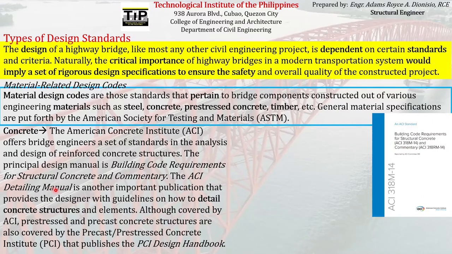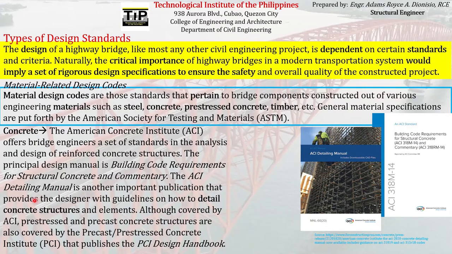The ACI detailing manual is another important publication that provides the designer with guidelines on how to detail concrete structures and elements. Again, this is published by the American Concrete Institute or ACI. This is actually the latest edition of the ACI detailing manual, and you can grab a copy of this from the website of the American Concrete Institute. This particular manual is usually referred to if you want to have knowledge on how to detail the different concrete structures and elements. The ACI 318M-14 is referred to most of the time whenever we want to have general or specific knowledge about concrete itself.